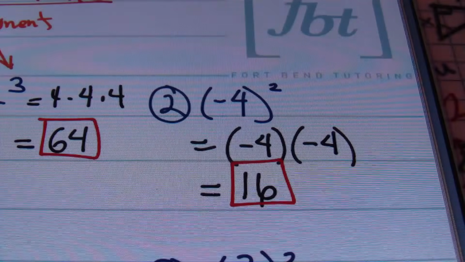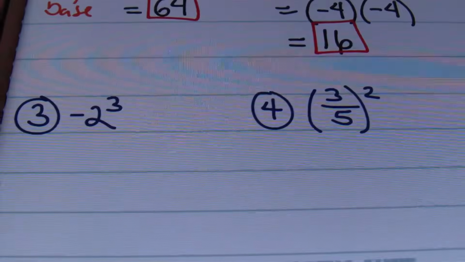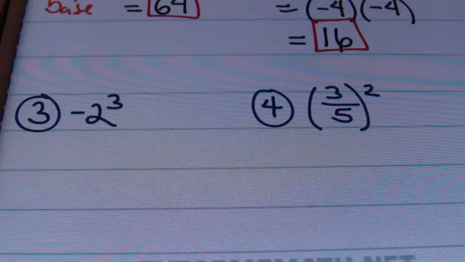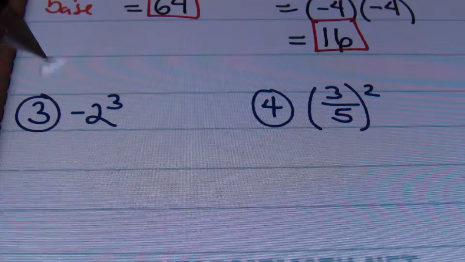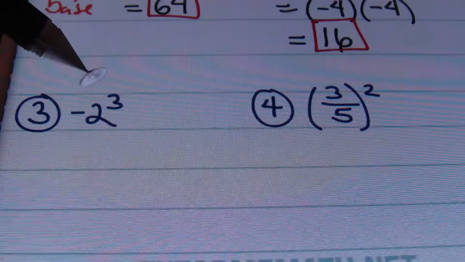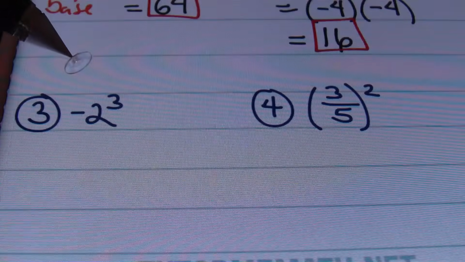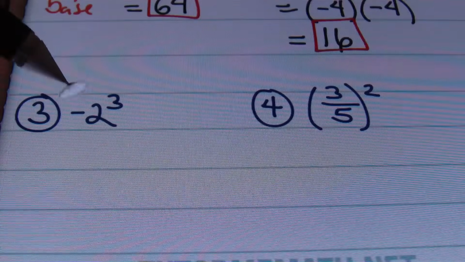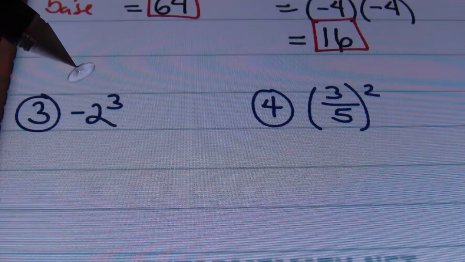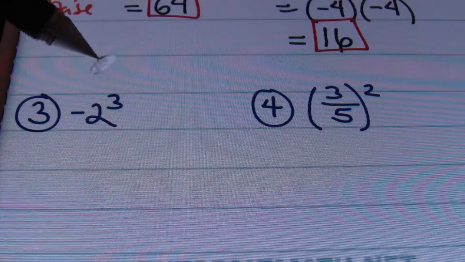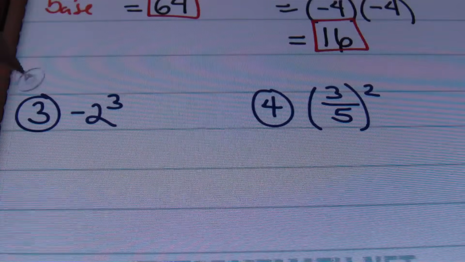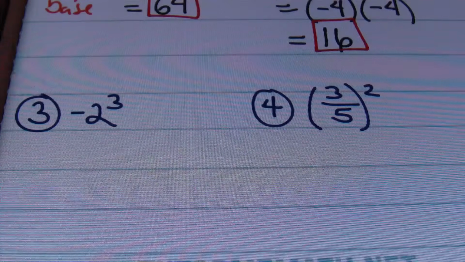All right, let's keep it moving. Now, number 3, many people have trouble with a problem like this. Notice that I don't have parentheses around the negative and the 2. In fact, you should know that every time you see an exponent, it only applies to the value, the term, the symbol that's right in front of it. So 2 is being raised to the third power, but not this negative in front.